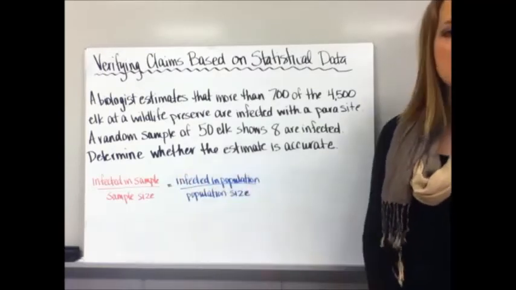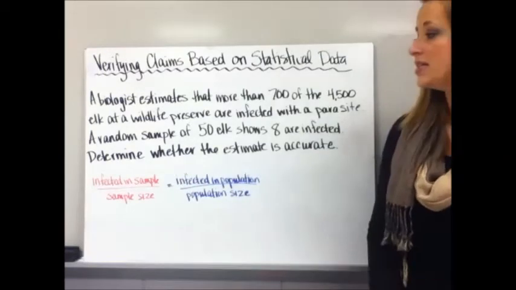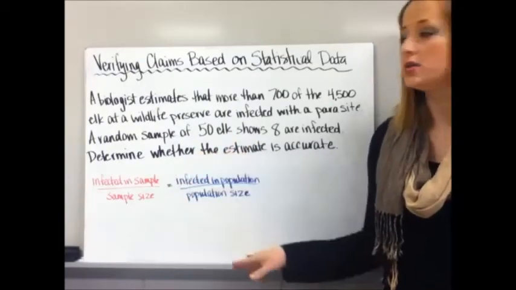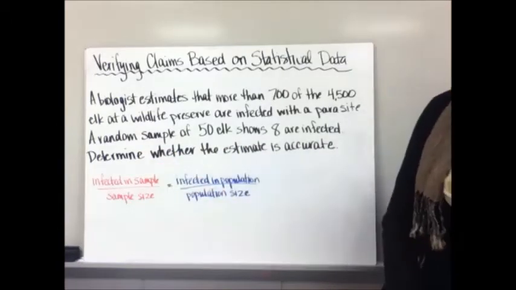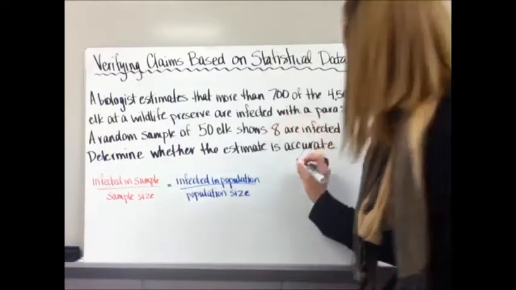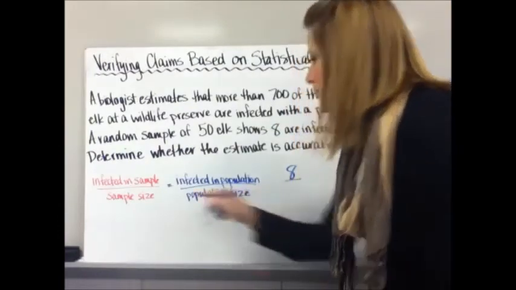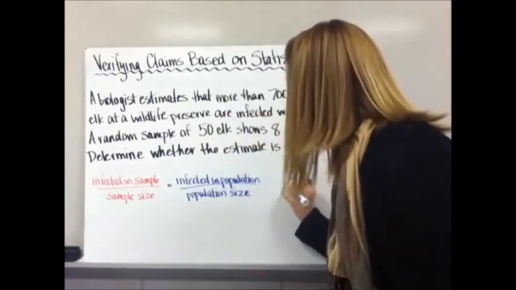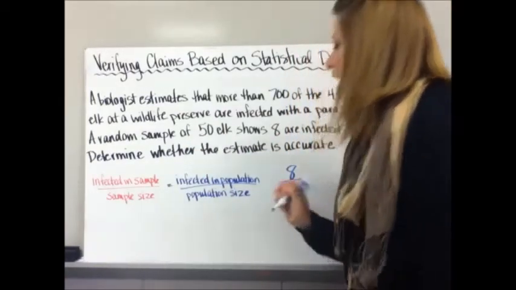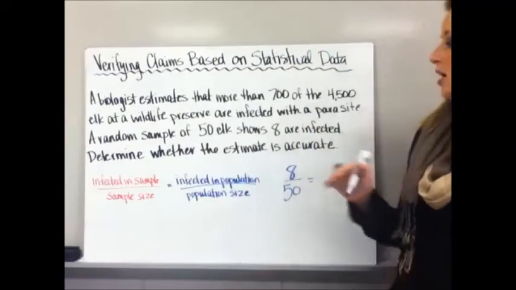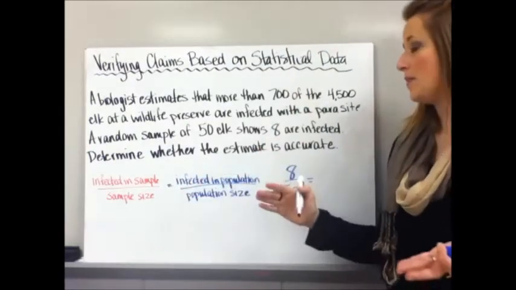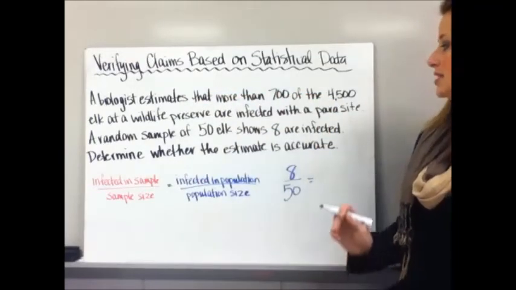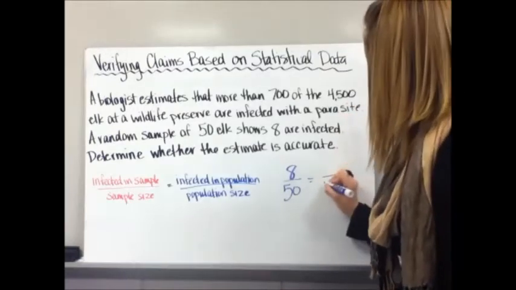You can see how I've color-coded my proportion. Remember from solving proportions, it's easier to line things up if you have your corners labeled. The first ratio, the top, is the infected in the sample, which is 8. We have 8 elk that are infected. Underneath that is the sample size. The sample that was collected was 50 elk, so 8 out of those 50 elk. And we want to see, is that proportional to the number that's infected in the entire population, which has been estimated at more than 700, compared to the population size. The population size is 4,500.